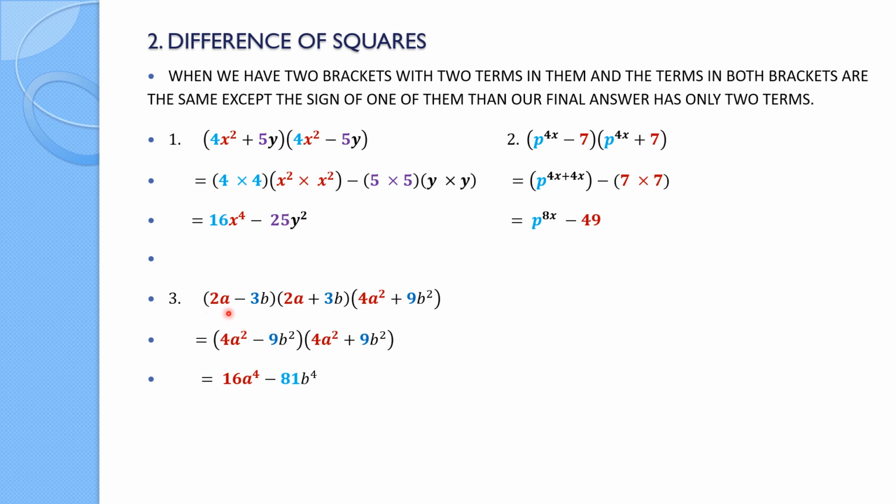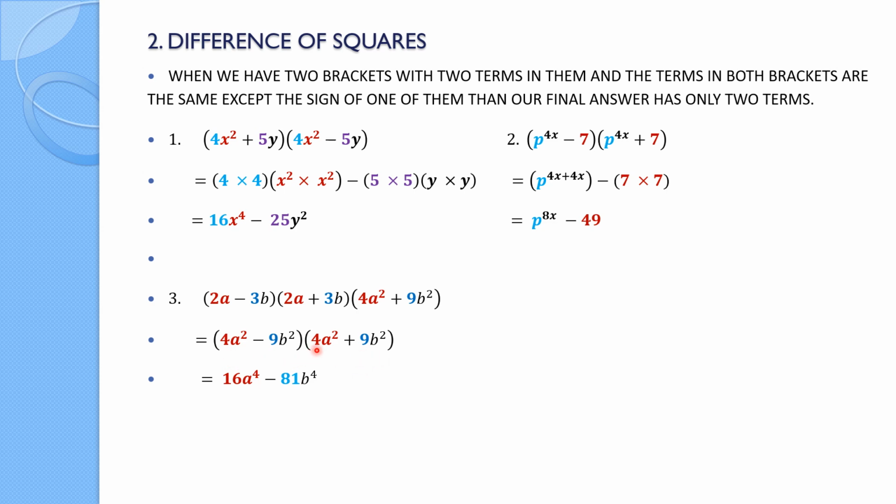So there, 2a minus 3b, 2a plus 3b. We have the same terms, so if we multiply out, 2 times 2 gives me 4a squared. Negative 3 times positive 3 gives me negative 9b squared. 4a squared plus 9b squared, still left behind. You can see that and that is the same.